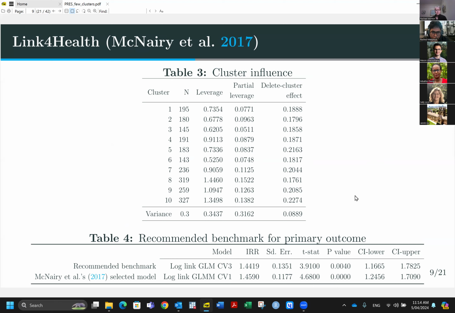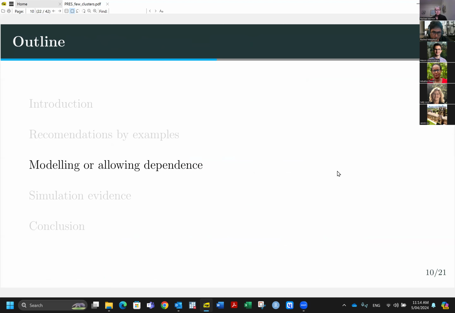So in both cases, the effect is statistically significant, and the conclusions are unchanged. All right, so let me move on. These are empirical examples and demonstration of our recommendation. And now let's move to why our benchmark works better from a theoretical perspective.